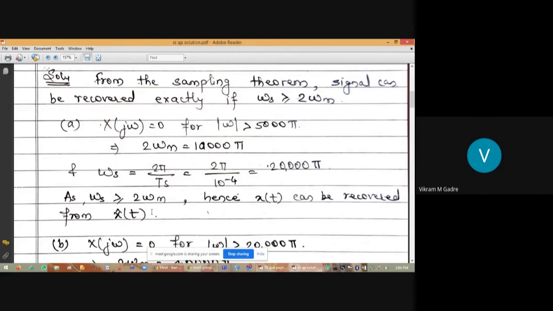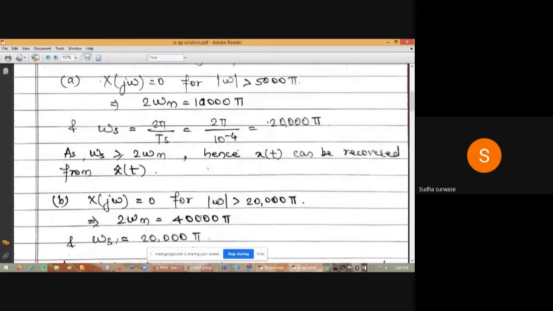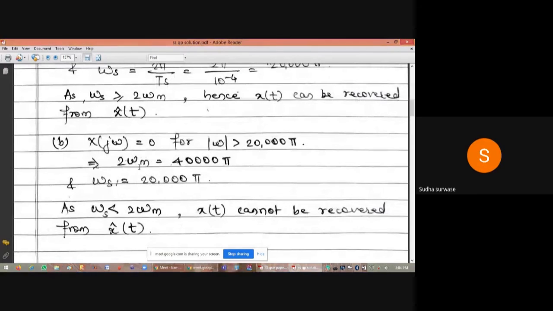Very good. In the same way, for the second case, twice omega m is 40,000 pi, and omega s is the same, 2 pi by Ts, which we have computed as 20,000 pi. In this case, omega s is less than twice omega m, and hence we can conclude that x of t cannot be recovered from x cap of t. Very good. So in fact, this is essentially an application of the sampling theorem to a particular numerical example. Very nice. We'll take your next question.